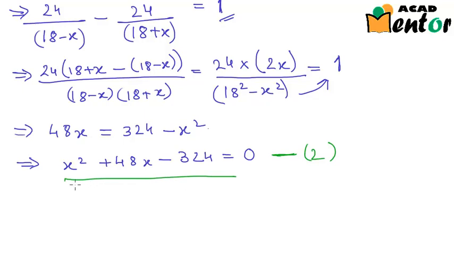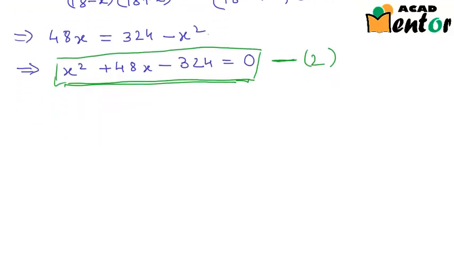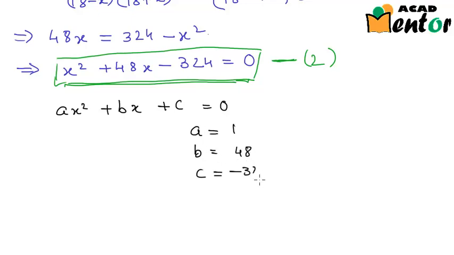Now we just have to find out the value of x from here. There are multiple ways of doing it, as we've seen. The first way was splitting the middle term. That can be easily applied here, or we can solve it by completing the square method. But here I'll show you how to do it by using the quadratic formula. So let's see. We'll compare this equation with ax square plus bx plus c equal to 0. And on comparing, we'll get the values of a as 1, b as 48, and c as minus 324.